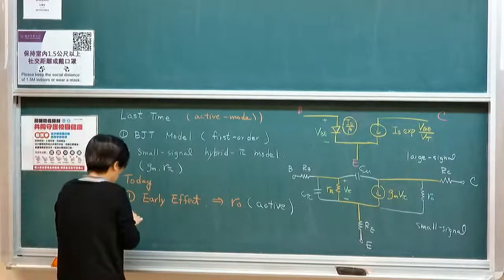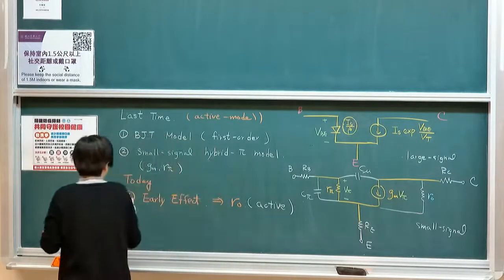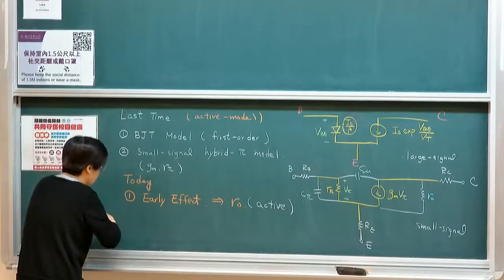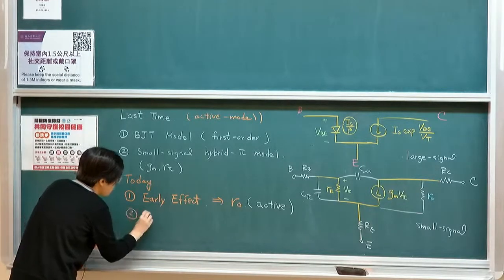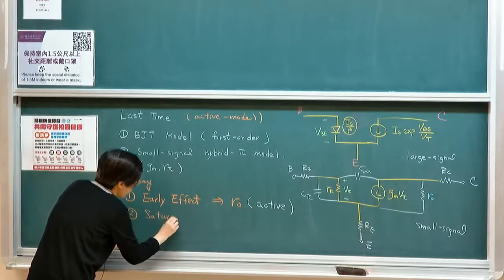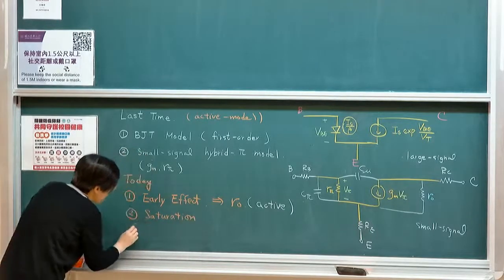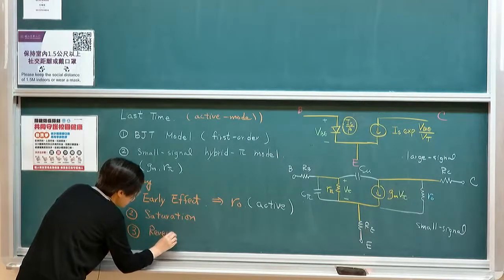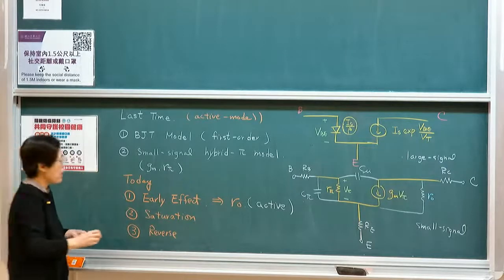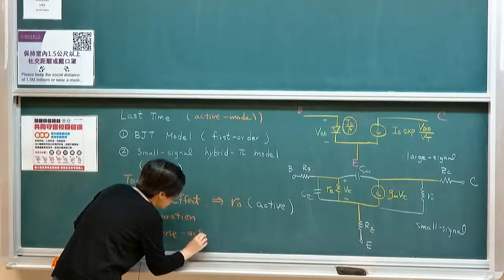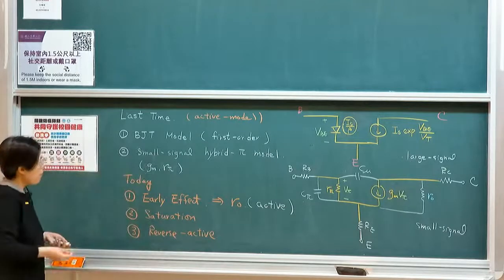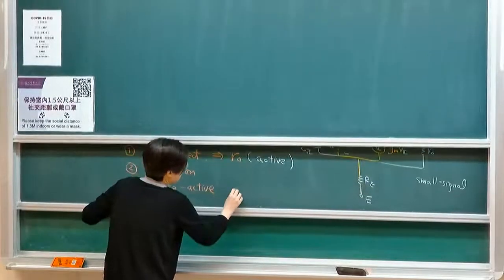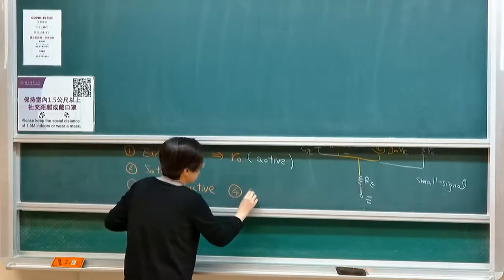The second thing we're going to do, of course, is spend a little time on non-active modes. I don't want to spend too much time on those, but I'm going to talk about saturation a little bit. When you operate in saturation, what happens? And of course, we're going to talk a little bit about why, as I already mentioned a few times, when you operate in reverse active, you get poor performance. I'm going to tell you why. And then finally, hopefully we'll be able to save some time for PNP.